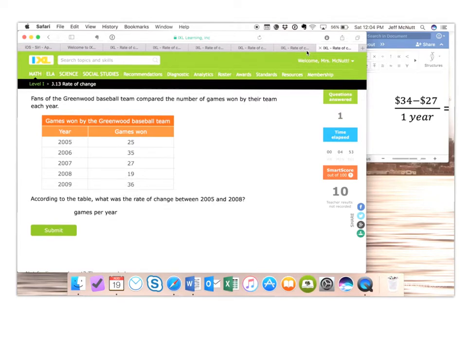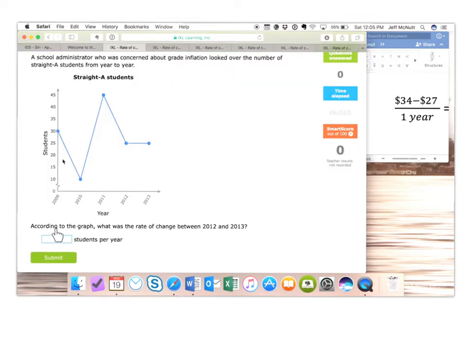Okay, so let's talk about this first question. This question says, a school administrator who was concerned about grade inflation looked over the number of straight A students from year to year. According to the graph, what was the rate of change between 2012 and 2013? So we want to look. We're going to go here to this graph, 2012, 2013. We want to see what kind of change happened.